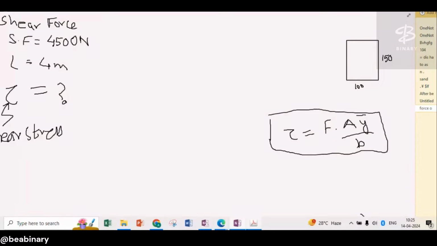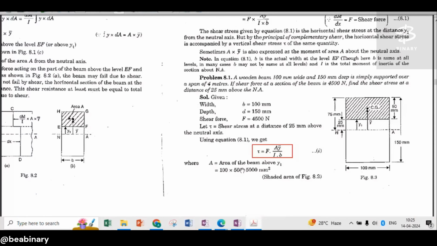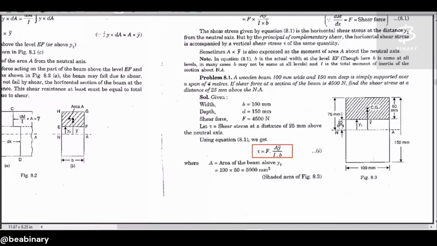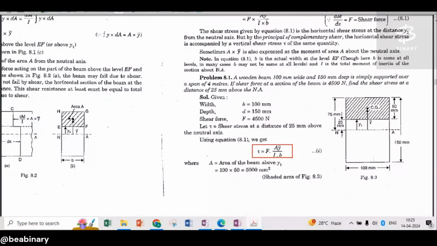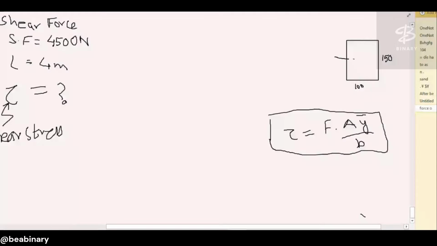सो इन्होंने बताया है कि इसमें 25 mm की डिस्टेंस पर आपको कैलकुलेट करना है. तो इसका जो CG है उसका डिस्टेंस इज अ y बार फ्रॉम द न्यूट्रल एक्सिस. ऑटोमेटिकली यहाँ पर आपको पता चल गया कि न्यूट्रल एक्सिस ये है, तो इसका डिस्टेंस दिस इज 75 mm. ठीक है, 75 mm हो गया. और यहाँ पर 25 mm की डिस्टेंस पर दिस इज 25 mm.